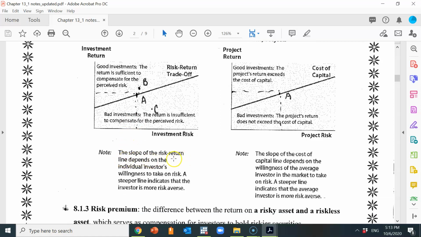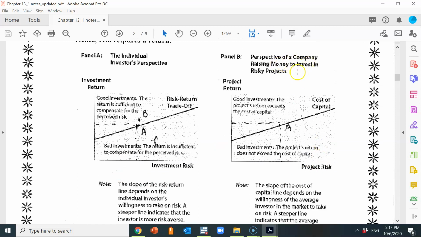The slope of the risk return line depends on the individual investor's willingness to take on risk. A steeper line indicates that investor is more risk averse. So when someone is more risk averse, the line becomes steeper, and for the same level of risk, the person requires a higher return because the person needs more compensation for undertaking the same level of risk.